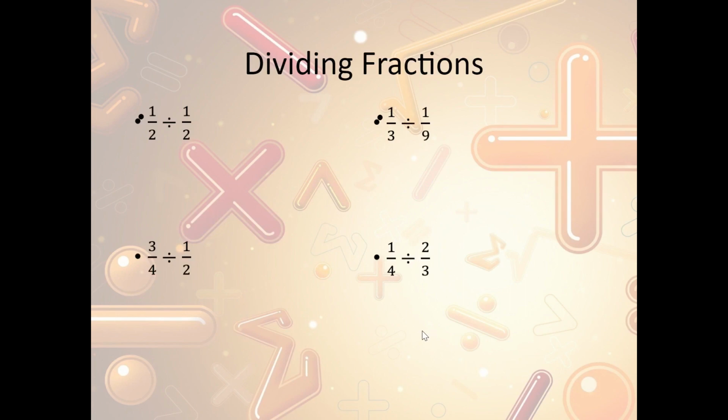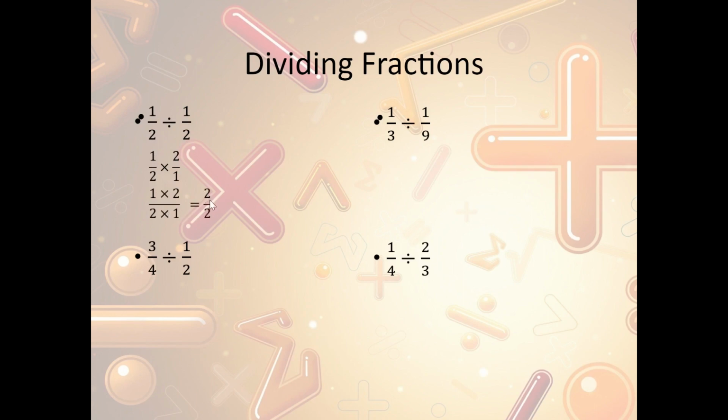Let's take a look at some examples. We have 1/2 divided by 1/2. So we're going to freeze, change, flip this. So we freeze 1/2, change this to multiplication, and then flip this so this becomes 2 over 1. So now it's 1/2 times 2 over 1. Well, now we just multiply. So we have 1 times 2 and 2 times 1. So 1 times 2 is 2. 2 times 1 is 2. So we get 2 over 2.